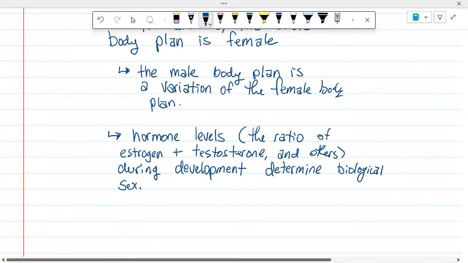Because again, your body contains all of the genes required to produce a penis and testes and the vas deferens and all these other parts that make up the male sex organs. And your body contains all of the genes required to produce the vagina and the vulva and all of the things associated with the female sex organs.